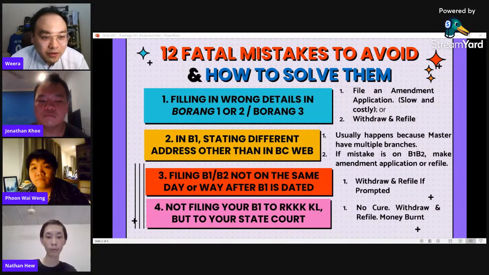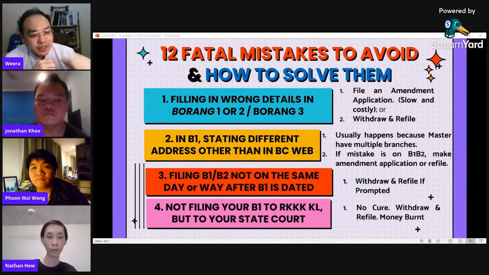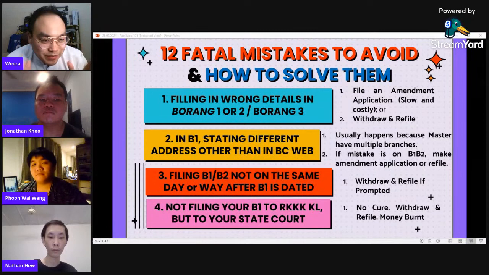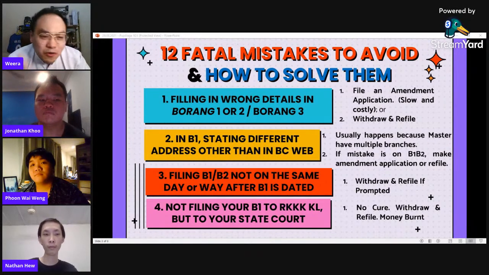Okay. So if we move on to the fourth problem here, not filing your Borang 1 to RKKK-KL but to your state court. Okay, so this problem is very basic. Because it doesn't matter where you are in Malaysia. If you are in Kelantan, you are in Perak, as long as you are not in Sabah and Sarawak, of course, okay? If you are in Penang or wherever in Malaysia, you must file your petition, everything, in Rayuan Kuasa Khas KL. Okay? Everyone files it there.